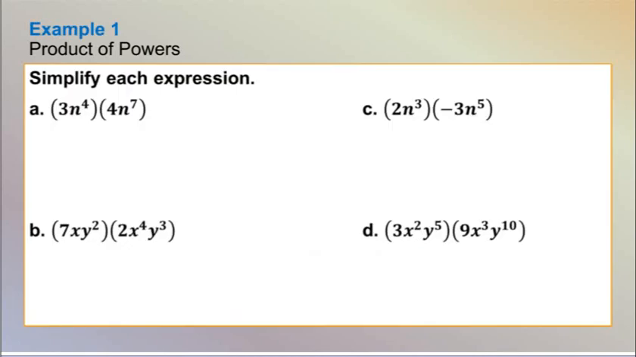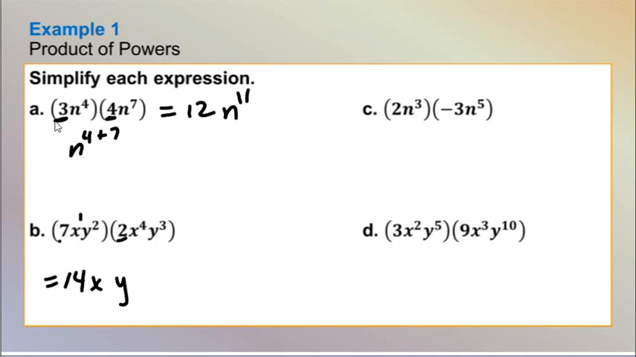So in our example here, we have two monomials that we're multiplying. So I'm multiplying the numbers times numbers. So 3 times 4 gives us 12. And then n to the fourth times n to the 7th, I add the exponents, so that would be n to the 11th. Letter B, multiply the coefficients, so that would give us 14. And I have x's and y's. X to the first times x to the fourth would be x to the 5th. And then x squared times x cubed would be x to the 5th.